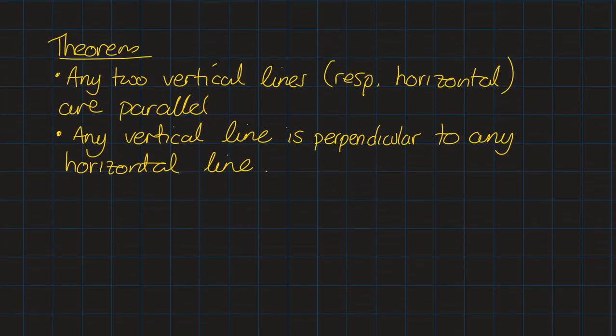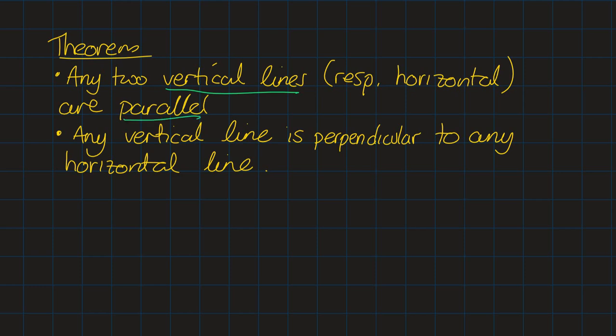The last thing I want to quickly mention is, it might seem obvious, but I want to mention it anyway for completion, that any two vertical lines are parallel, or respectively any two horizontal lines are parallel, and any vertical line is perpendicular to any horizontal line. I think this is obvious, but I wanted to mention it anyway.